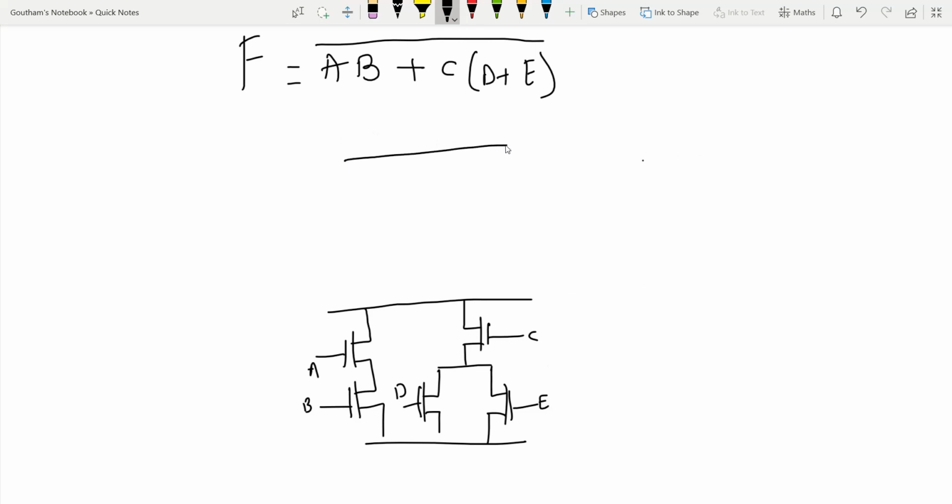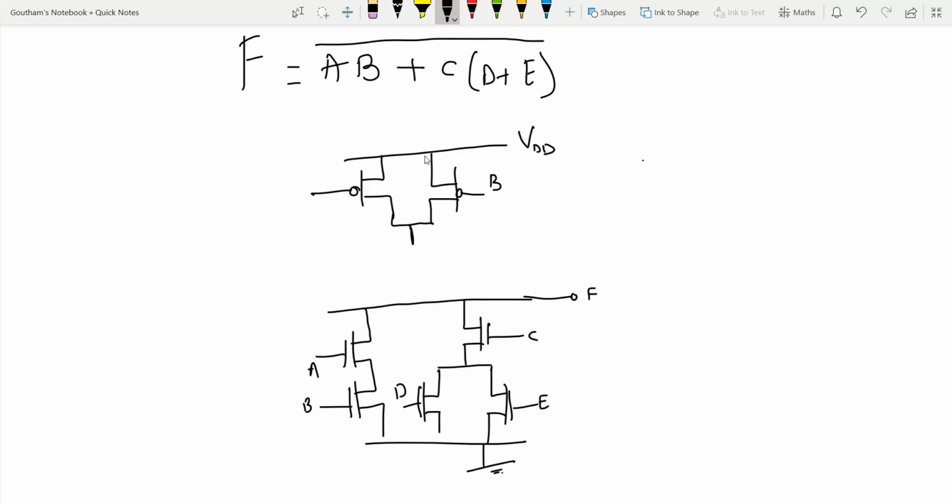Now let me draw the pull-up network. The pull-up network is between VDD and F, and the pull down is between F and ground. What is the first term? AB is an AND operation, so in the pull-up network they will be in parallel. AB is being ORed with something else, and an OR operation in the pull-up network means series.